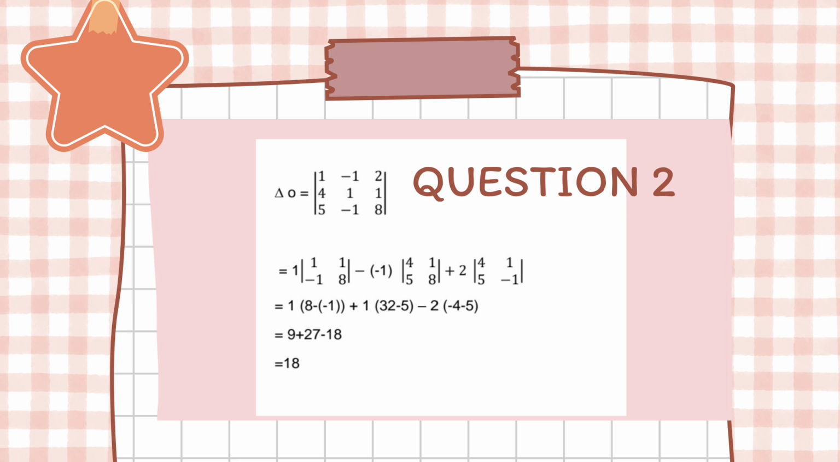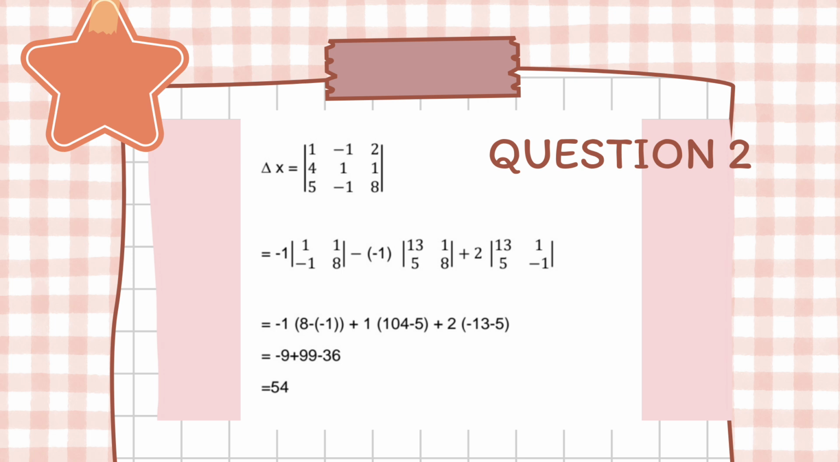Now we subtract it with the second number in the first row, which is negative 1, and then we ignore the first row and the second column. We got 4, 1, 5, and 8. Now we add the third number in the first row, which is 2, and we ignore the first row and the last column, so we got 4, 1, 5, and negative 1. Then we multiply it, so we got 18. So now we can find the determinants of x.